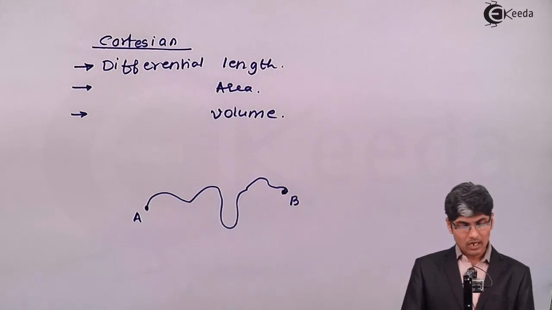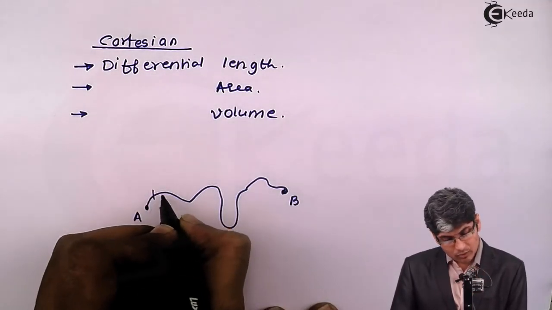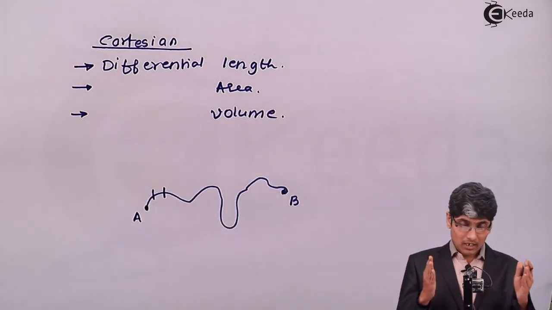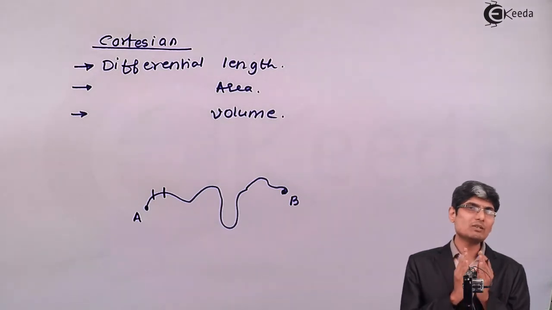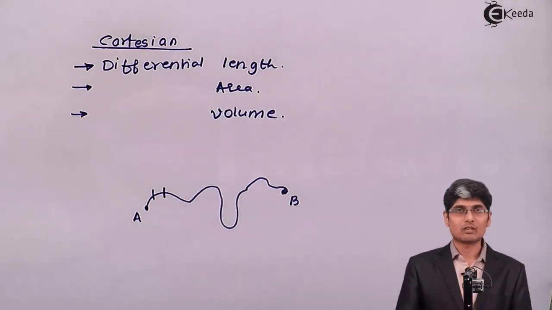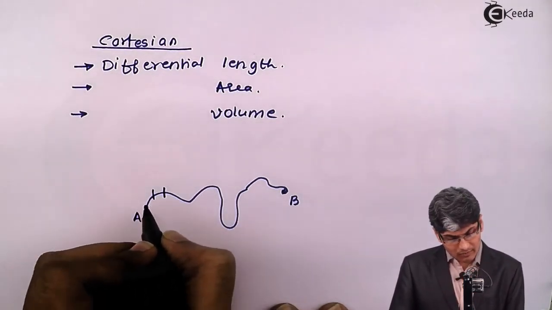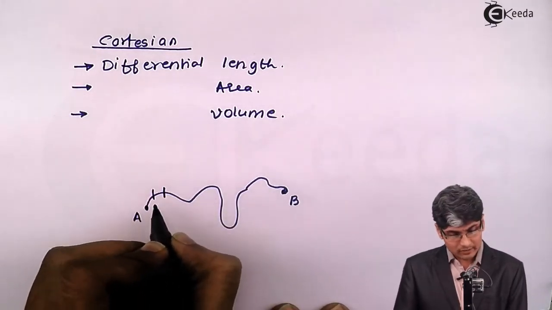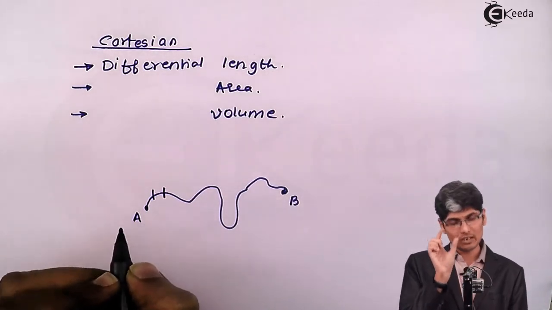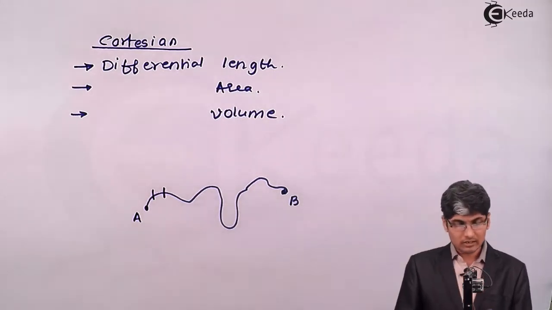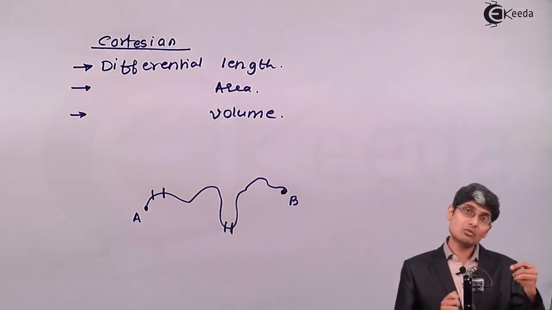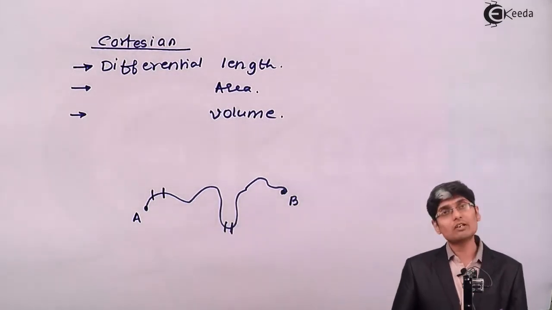Why? Because I have lots and lots of curves in between. What I will do is divide the path into very small regions. The division will be such that the movement along each small element is always linear. If I take a small distance, I make sure the path covered in that distance is very straight. So even if I consider a small element at this point, it will be linear, and at the next point it will also be linear.